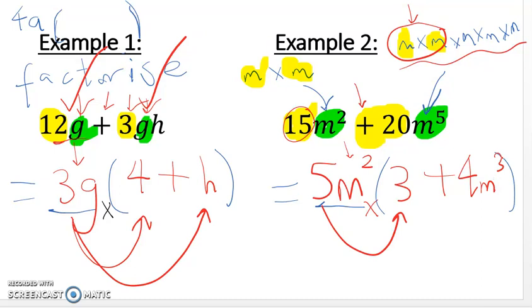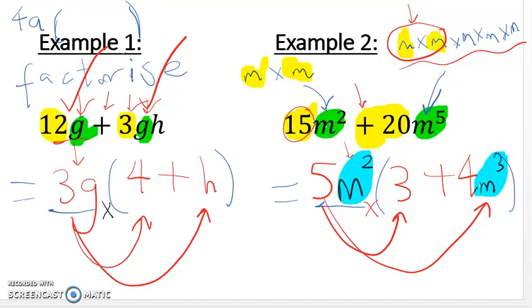And just remember, when we are multiplying, m squared times m cubed, we add the powers. That's another quick way of remembering what do I need. If I've got m squared, I need a 3, so that when I add them, I get m to the 5. Always do your check.